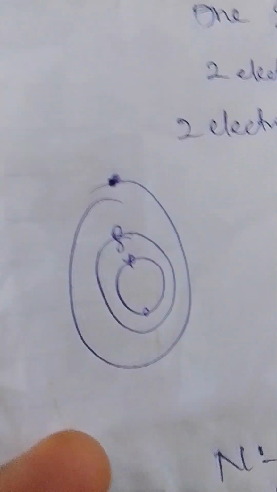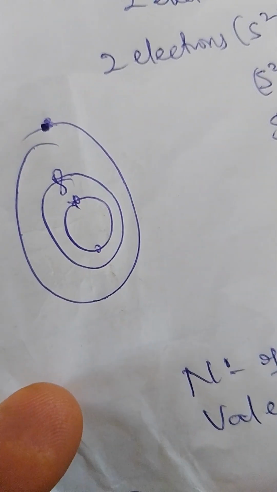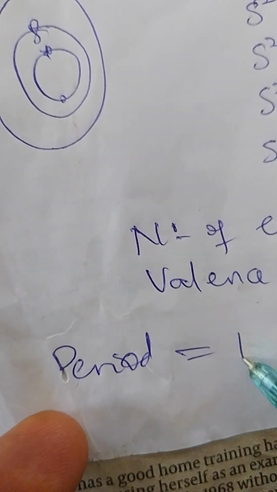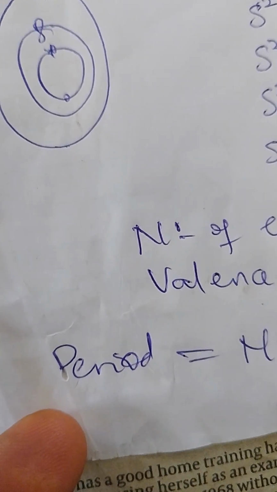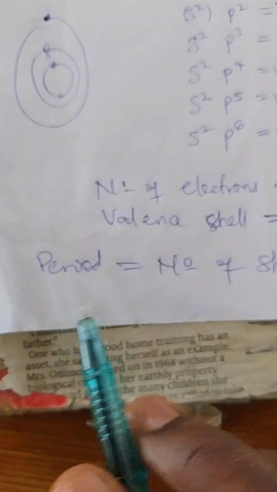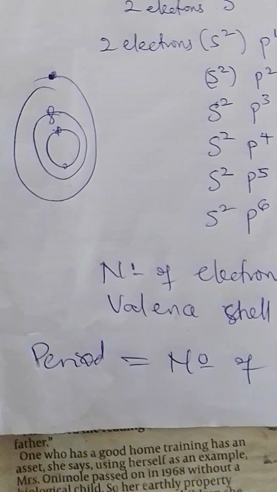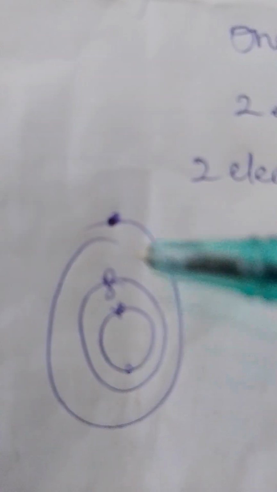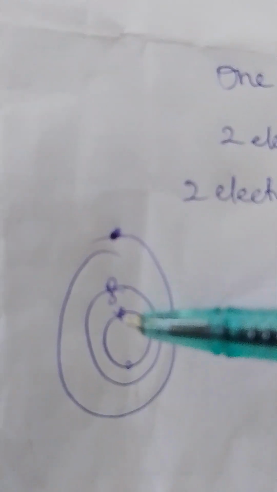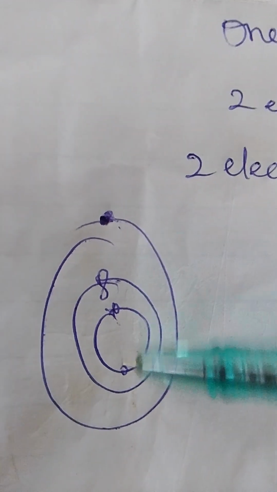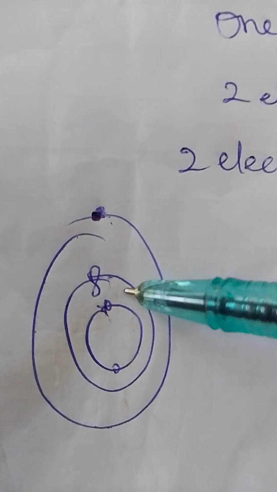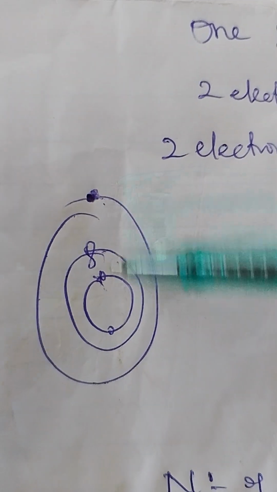Then the number of shells for the period now. To identify the period an element belongs to, you just say the number of shells. The number of shells tells you the period the element belongs to. So in this case now, how many shells do I have here? I have 1, 2, 3. There are 3 shells here. So the element that will have 3 shells will belong to period 3.